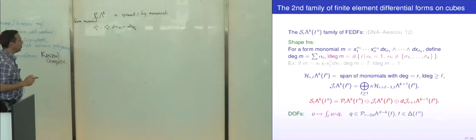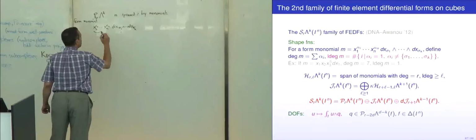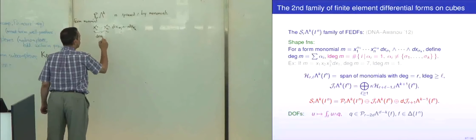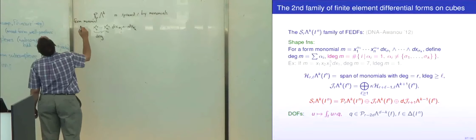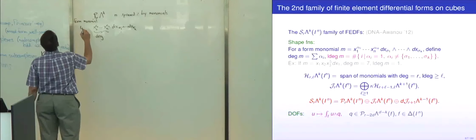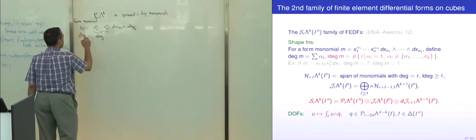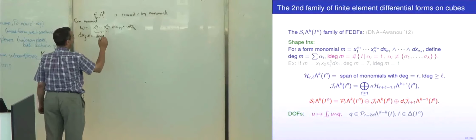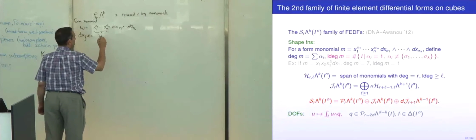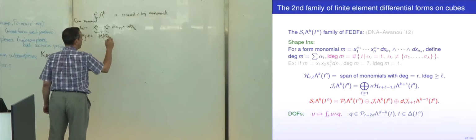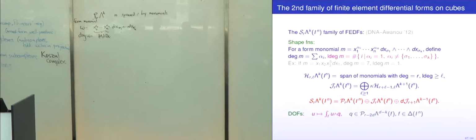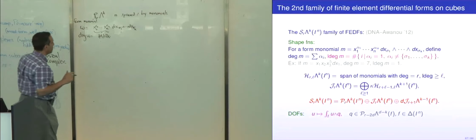Okay, so some definitions. The degree of this monomial is called the degree of the form. So if this is omega, the degree of omega, by definition, is the degree of this form, which is the sum of the alpha i's. So the degree of a form monomial is the degree of the coefficient. But now I have a funny definition. That one's an obvious definition. Now this is sort of a funny definition.